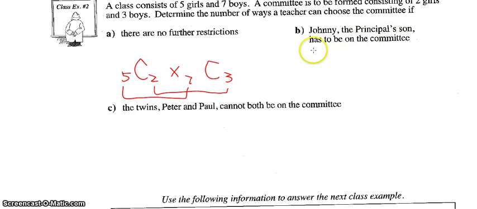Johnny, the principal's son, has to be chosen. So there's only one Johnny. So first you choose one Johnny. You can say one Johnny, choose 1, which gives you 1. You can just say 1 times. One Johnny, choose 1. Johnny is a boy, so there's only 6 boys left. Out of the 3 boys, you already chose 1, which is Johnny. You're left with 2 positions. So out of the 6 boys, you choose 2.